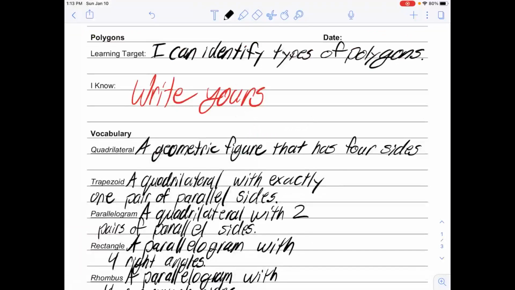Talking about polygons. So our learning target today is: I can identify types of polygons. Please write down the date you're watching this and then write what you already know. Maybe you already know what a polygon is or you've heard the word polygon before, you know something about it. So write what you do know there.